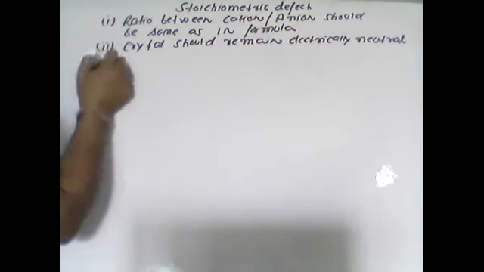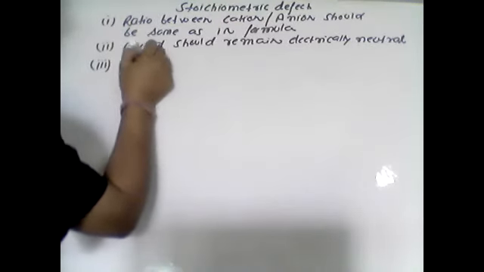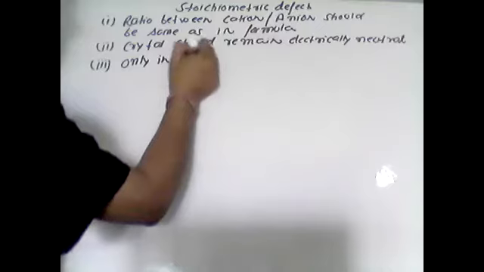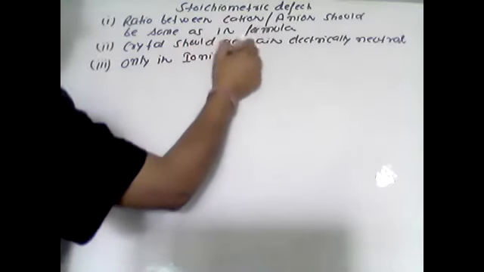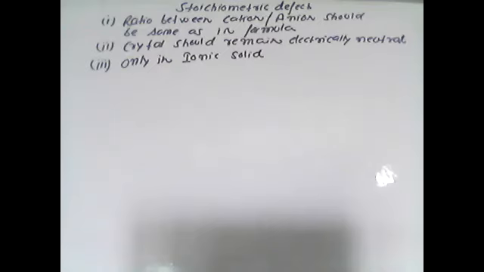Third point, whatever defects we are going to discuss, we are discussing only in ionic solids. That's a very important thing. We are not discussing metallic, we are not discussing molecular, we are not discussing covalent. Whatever we discuss here, we discuss only in the case of ionic solids.